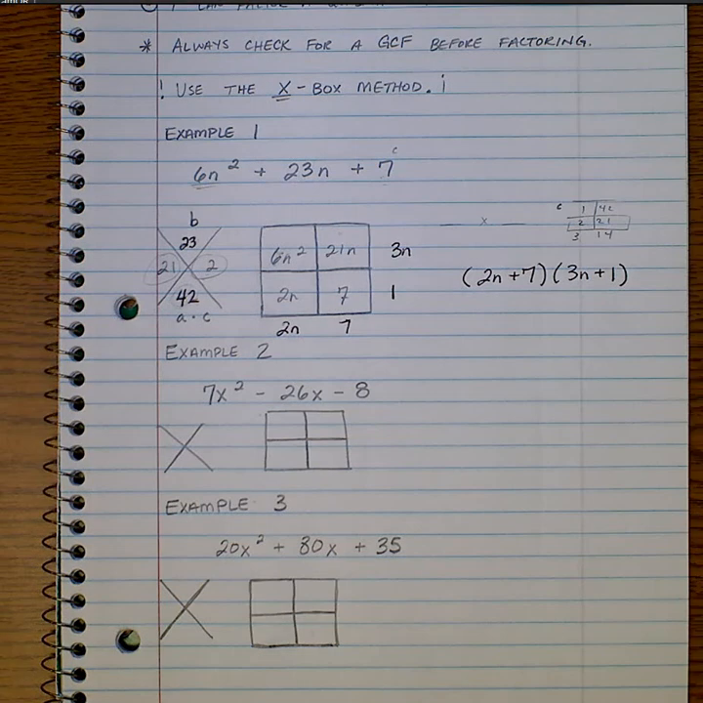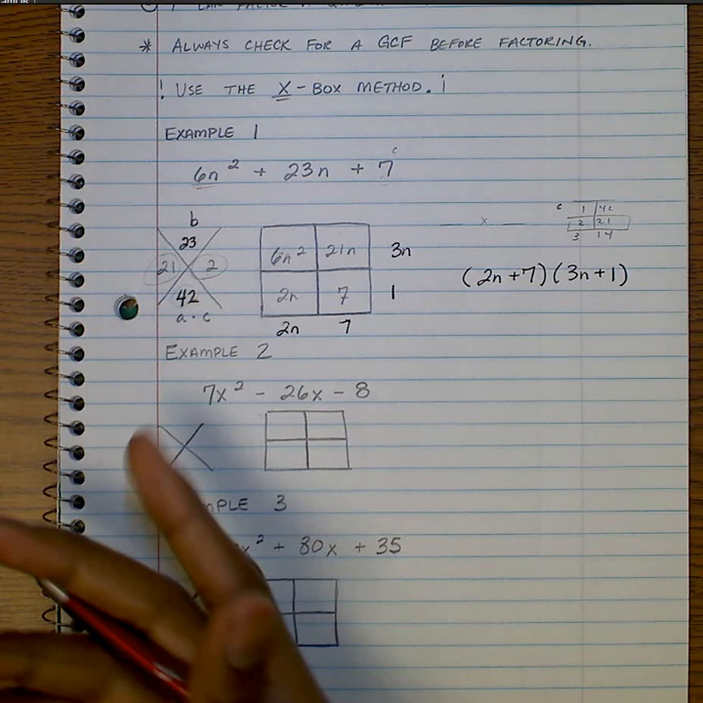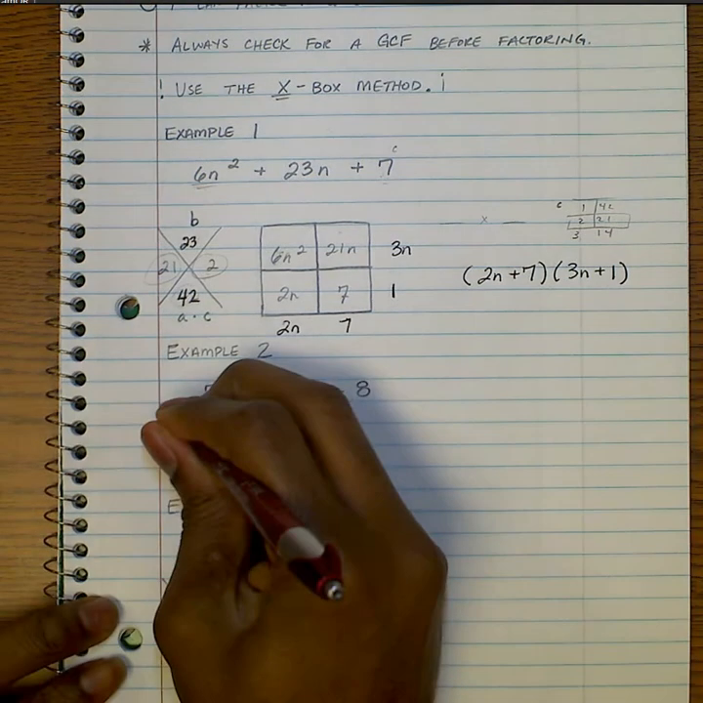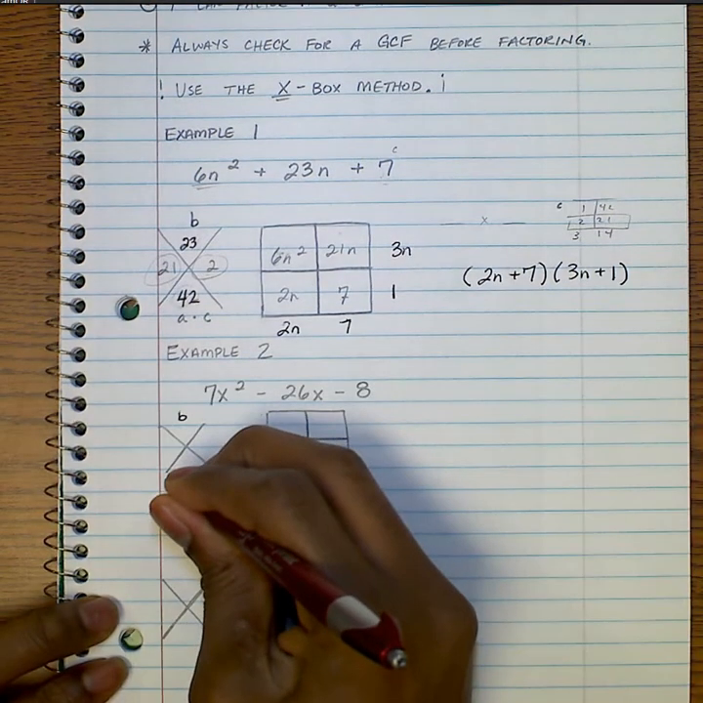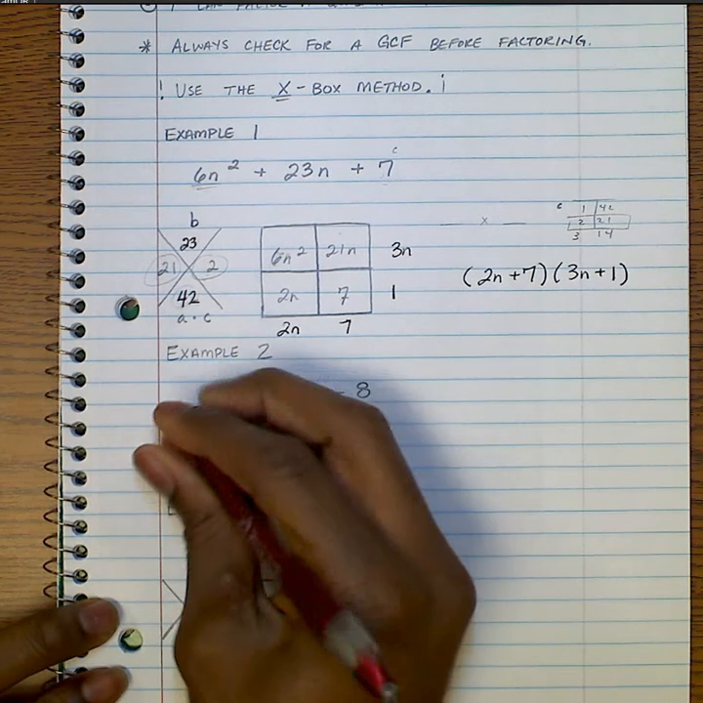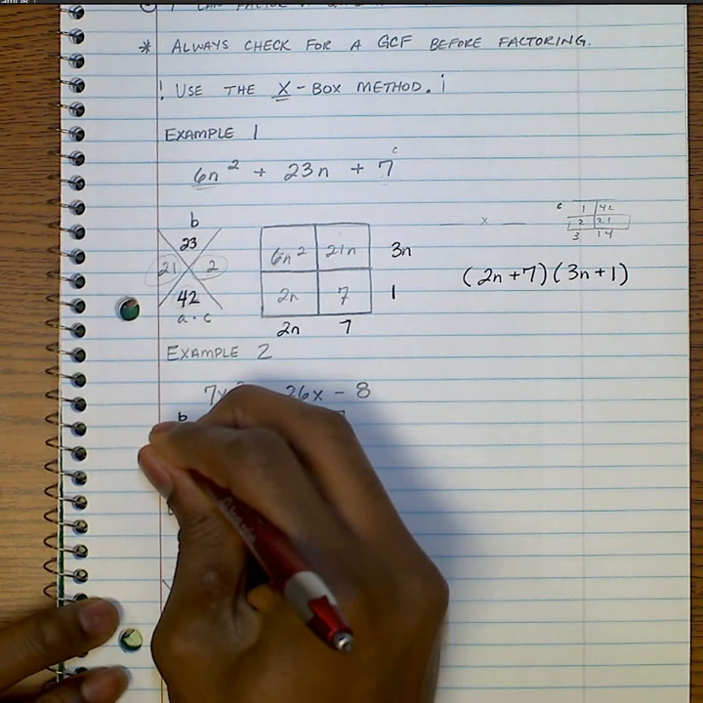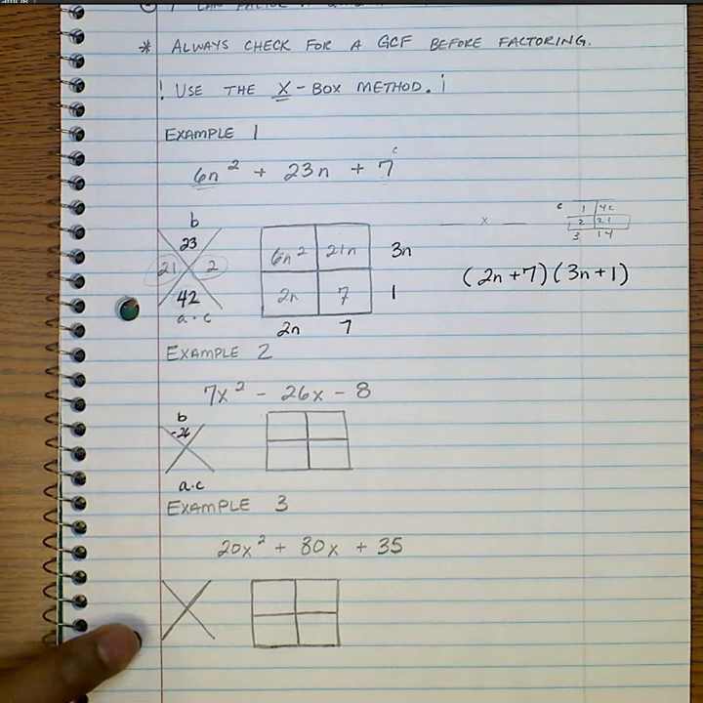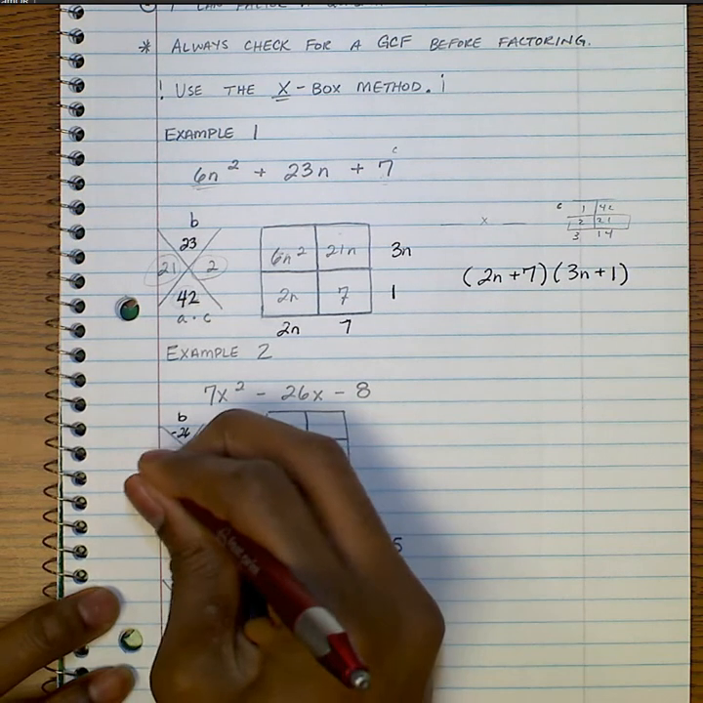Alright, let's try it again with this next problem. If you feel like you got it, you can write them down and check my answers. But if not, follow along with me. Okay. So here I need to find two numbers that add to give me negative 26 and multiply to give me negative 56.